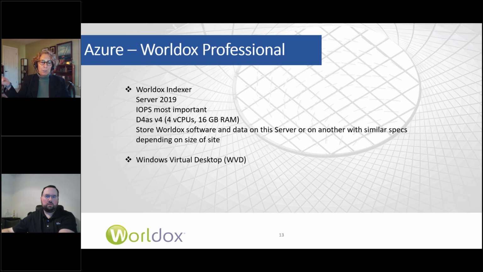What I've recommended here, I've actually put some specs up here. And for those of you who have started to delve into Azure a little bit, I didn't want to spend too much time getting into this, but when you buy a virtual machine in Azure, they have different classifications of machines, and each classification has different specifications. So what I've assigned to this is a D4AS V4, which has 4 virtual CPUs and 16 gigs of RAM.